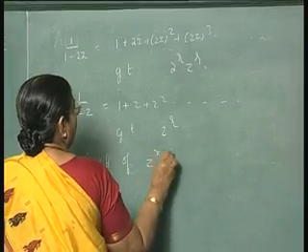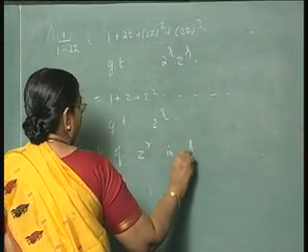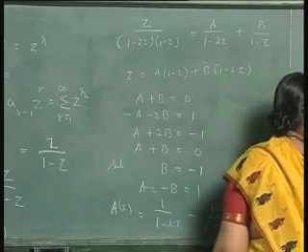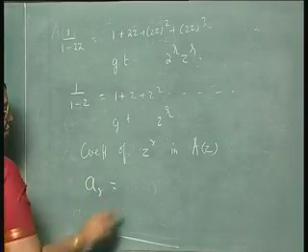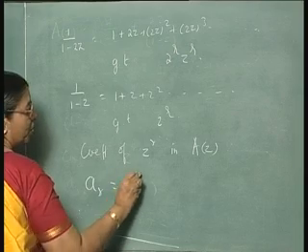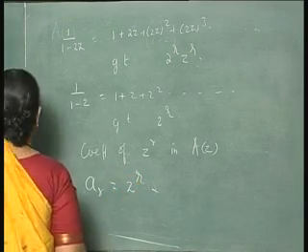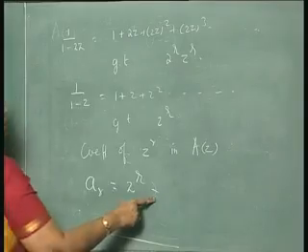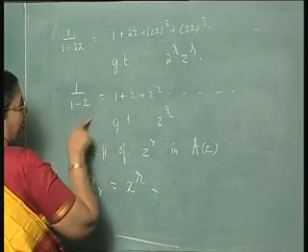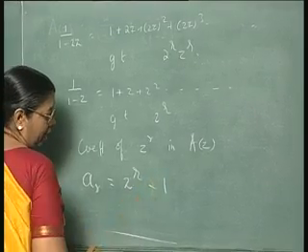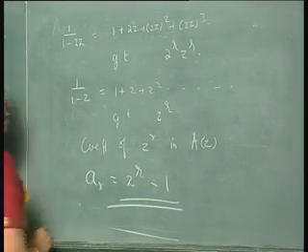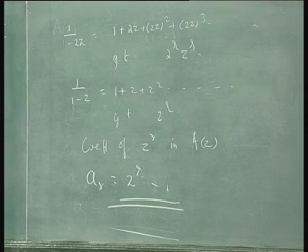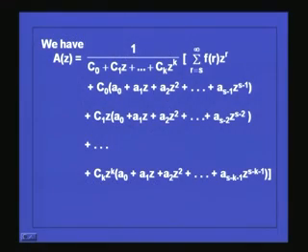z^r in A(z), the first term will contribute 2^r. So, a_r, that is the coefficient of z^r, the first term will contribute 2^r, and you have a minus in this place. So, minus the coefficient of z^r in the second term, that is 1. So, the expression you get is a_r equal to 2^r minus 1, which is the same as we obtained in the earlier case.